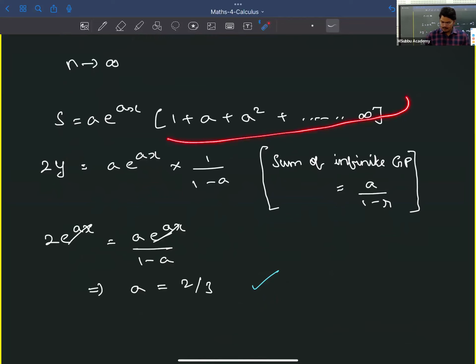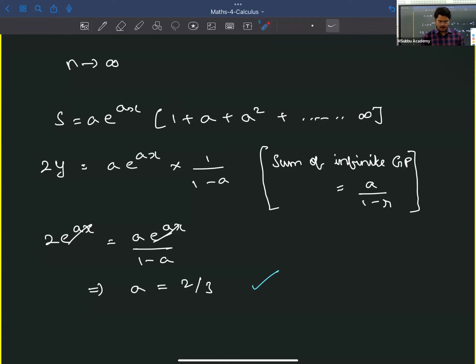So the sum of these terms is in GP, 1, a, a square. The sum of an infinite GP is nothing but a by 1 minus r. This is the formula for that. Here a is the first term, which is 1, and r is the common ratio, which is nothing but a.